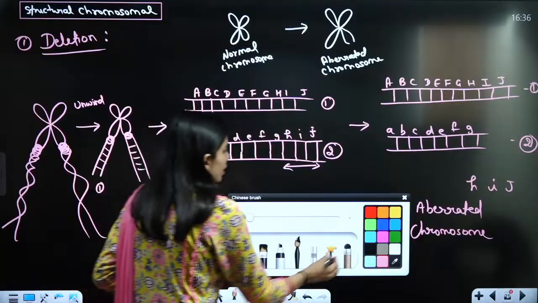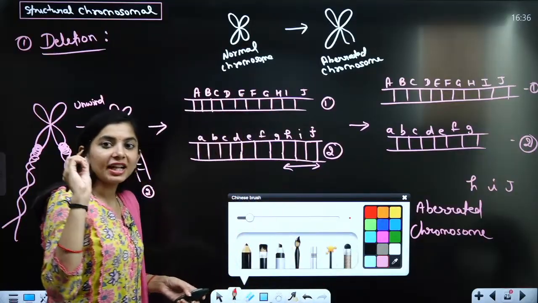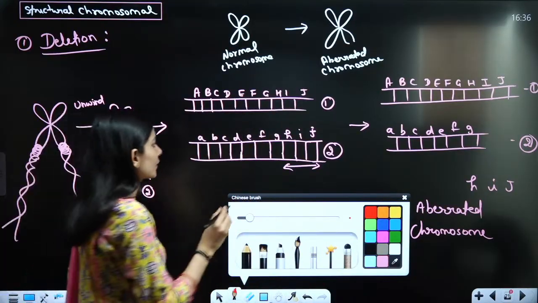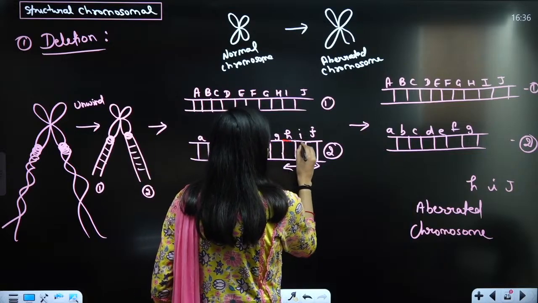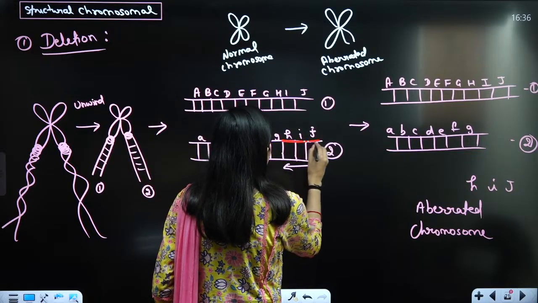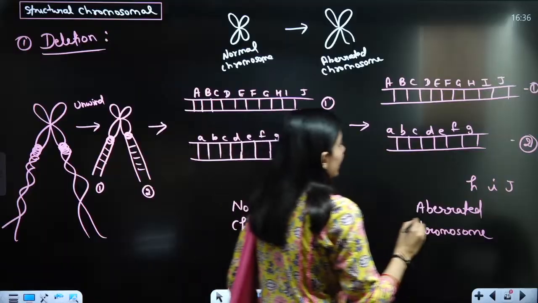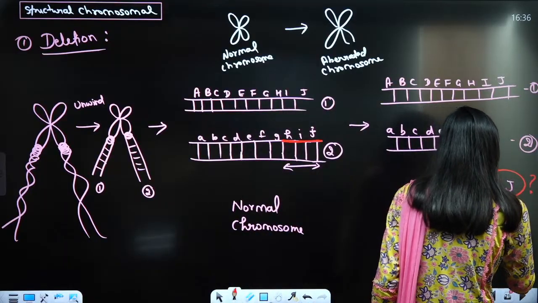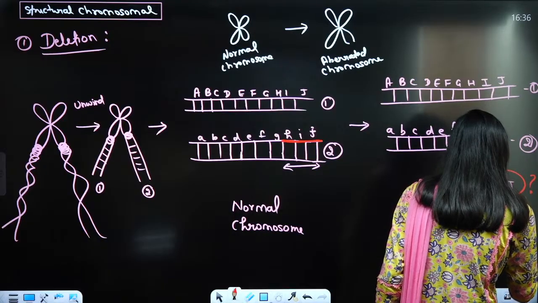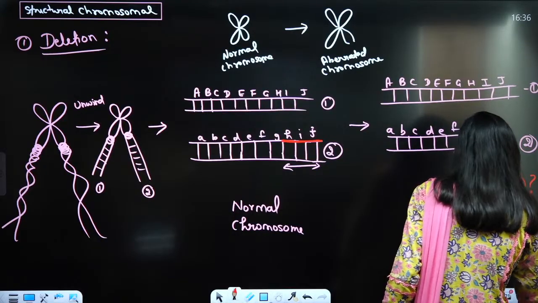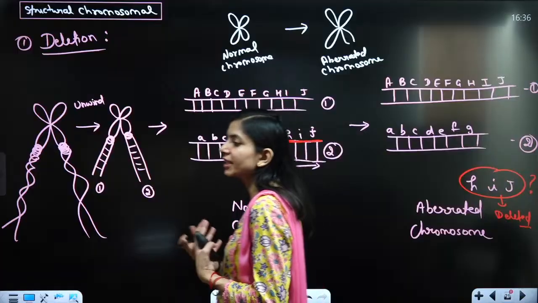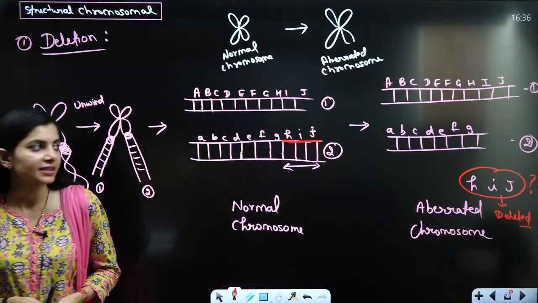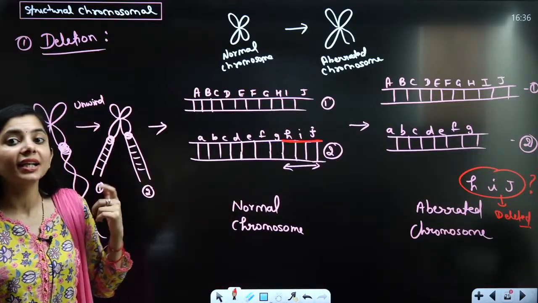So here, any sort of change I am marking with the red pen. So we are having here H, I, J, but here H, I, J, they are not there. It means they are deleted. In the process of the DNA replication and otherwise, this part is being deleted.